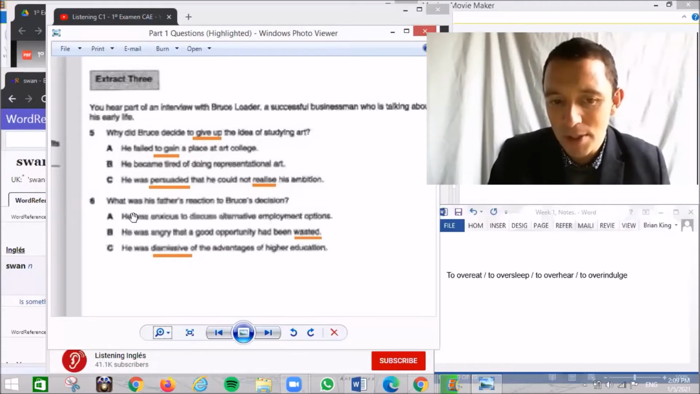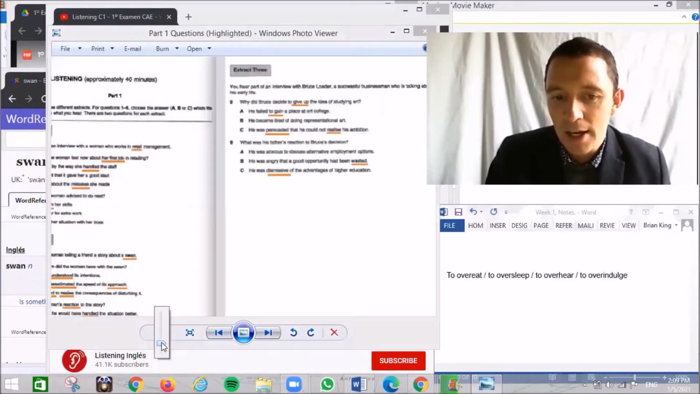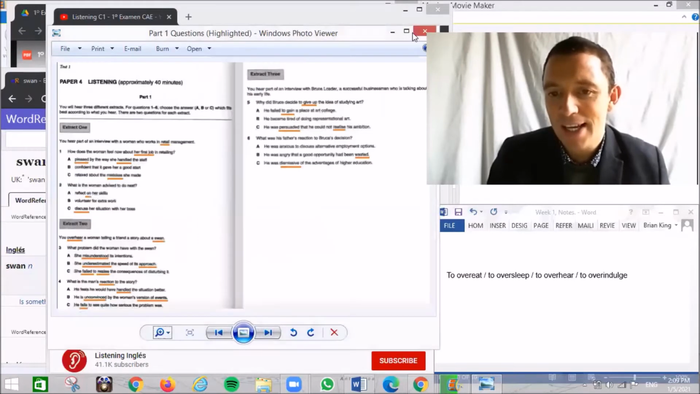Number 6, what was his father's reaction to Bruce's decision? He was anxious to discuss alternative employment options. He was angry that a good opportunity had been wasted, and he was dismissive of the advantages of higher education. Okay, so they are the questions, they are the key vocabulary.